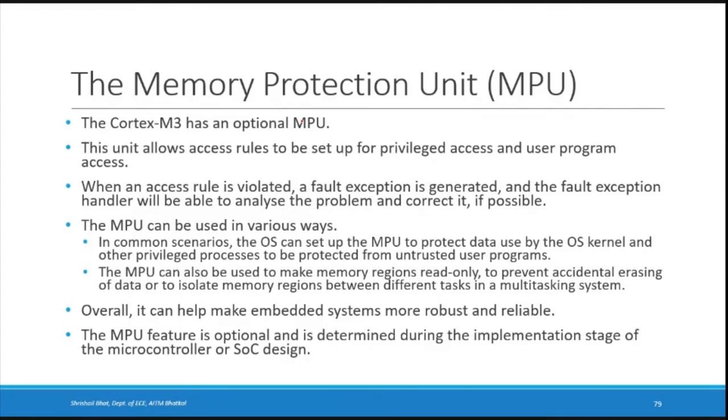If some program tries to access some part of memory which it is not authorized to access, it violates the rule, and a fault exception is generated. The fault exception handler will be able to analyze the problem and correct it if possible. So this memory protection unit can be used in different ways. Commonly, the OS can set it up to protect data used by the OS kernel and other privileged processes from untrusted user programs.